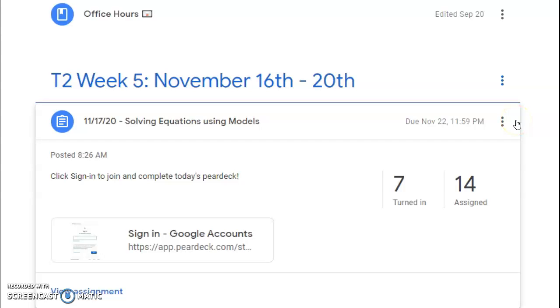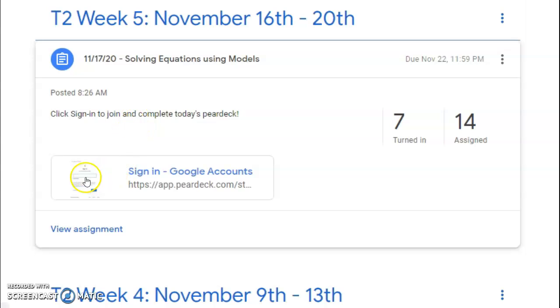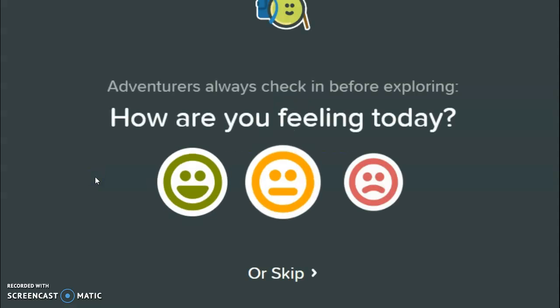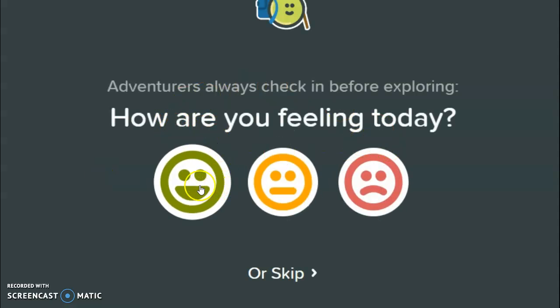Hi guys, if you were absent on Tuesday, November the 17th or Wednesday, November 18th, you can go ahead and go to T2 week 5 and click on the date that you need. The title is Solving Equations Using Models and it is a pair deck. So if you click to join, it takes you directly to the pair deck where you can answer how you're feeling today.